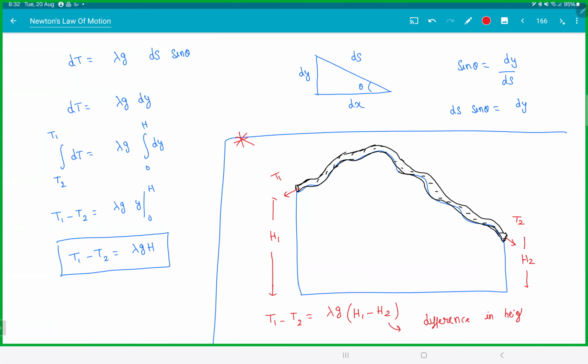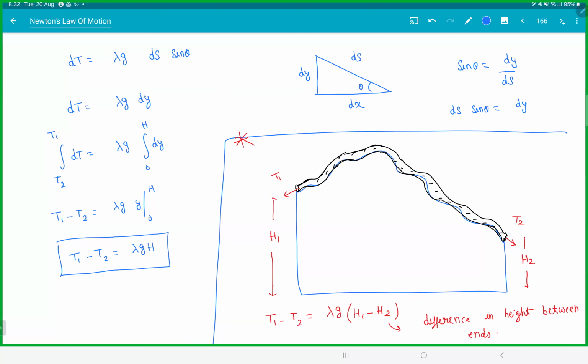It doesn't depend on the length. That would be a most general result. Is this making sense, everyone?